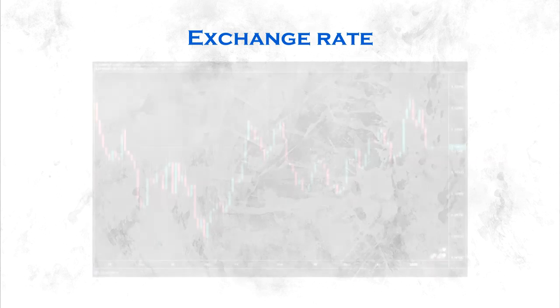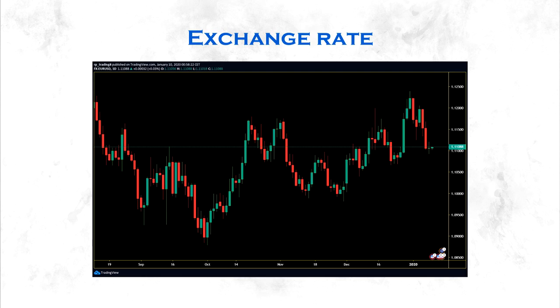The next thing I want to talk about is the exchange rate. The exchange rate is the price. Wherever the price is currently at, it is the exchange rate. You can exchange one currency against the other. Let me give you an example with the euro against the US dollar. In this case, we would say the exchange rate of the euro against the US dollar is 1.11088.